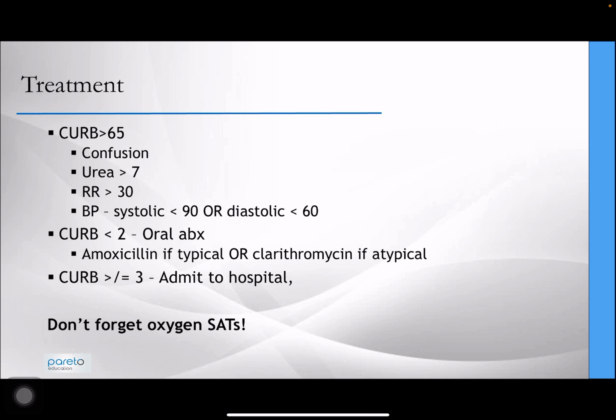Of course, in your consideration about outpatient or inpatient management, don't forget oxygen saturations, because this is something that's not accounted for in the CURB-65. So don't get tripped up by this. So that's it. Pneumonia. Atypical versus typical, and how to treat both of them using CURB-65.